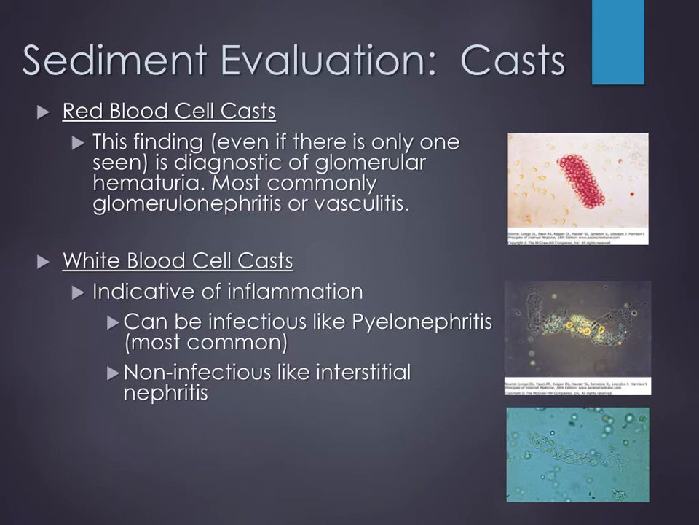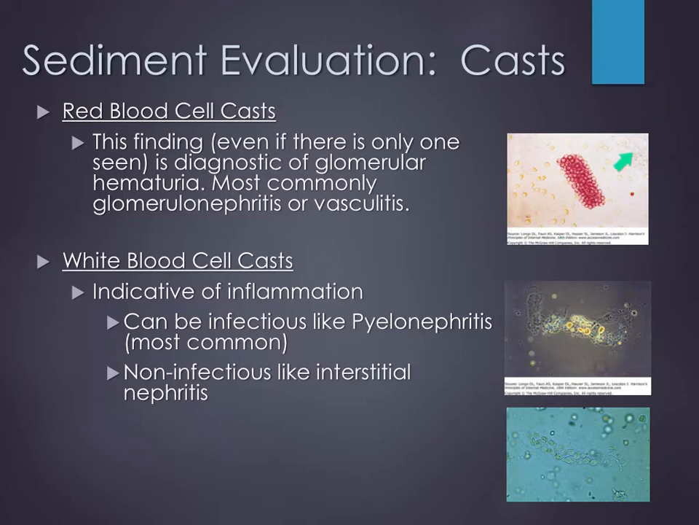Now, there are a bunch of different kinds of casts that we're going to see, and we'll break them down for you step by step here. We'll start with the red blood cell casts. When you see these, even if there's only a small amount of them, it is diagnostic of glomerular hematuria. So now you know where it's coming from. Most commonly, this is going to be from a glomerular nephritis or a vasculitis.